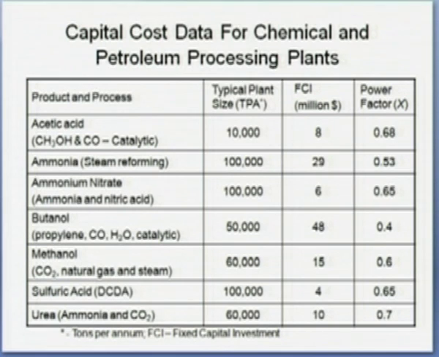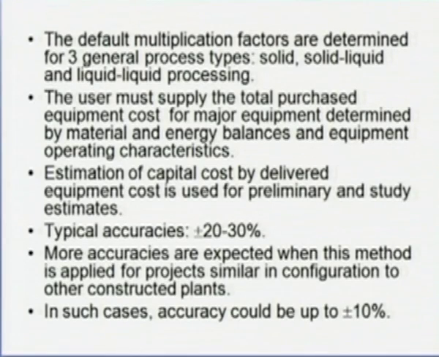exponent 0.65. Then butanol plant with propylene hydration, carbonylation and hydration. Okay, so that is 50,000 tons per annum capacity. The fixed capital investment is $48 million, power factor is 0.4. So, you can go ahead like urea 60,000 tons per annum, fixed capital investment is $10 million and capacity ratio power factor is 0.7.